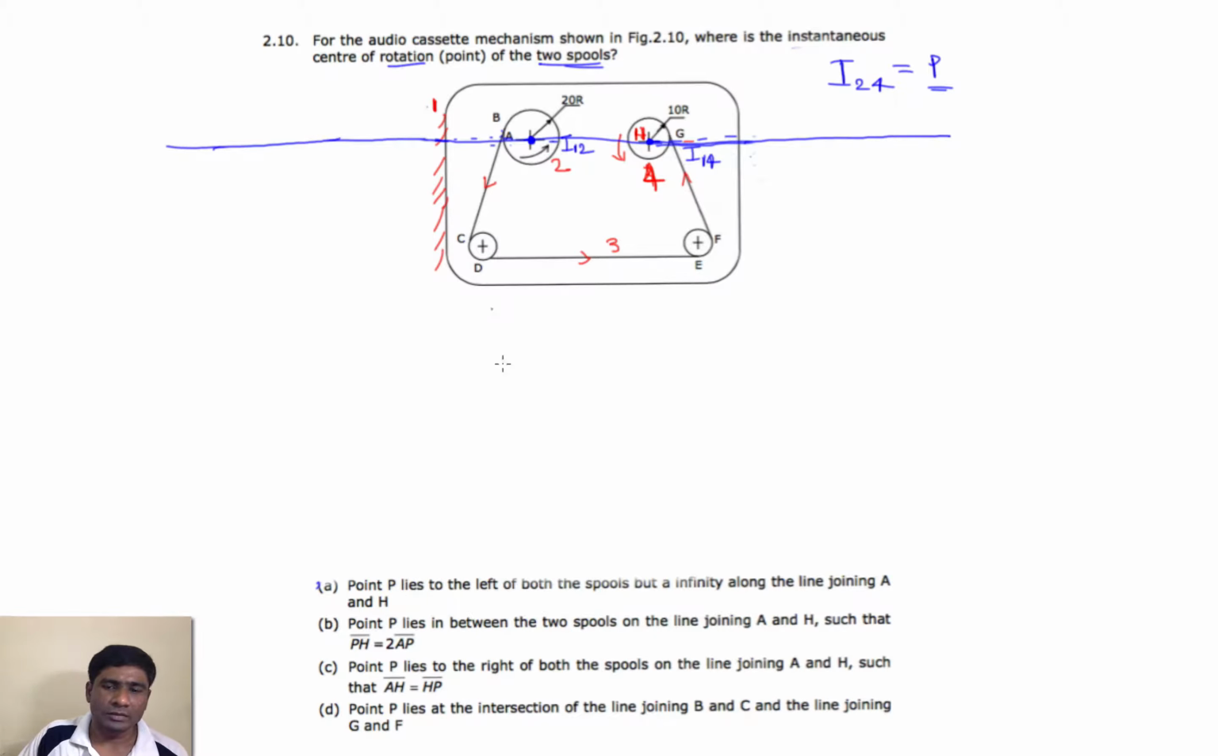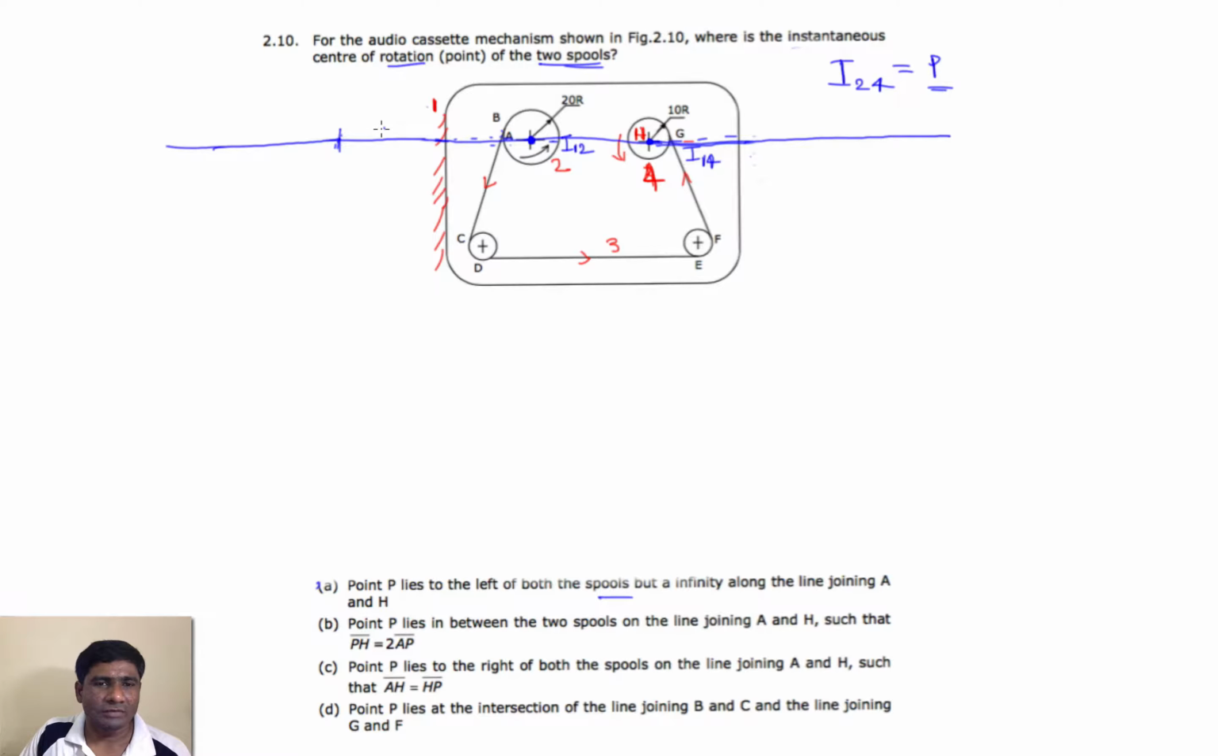If I consider that, it means somewhere here at infinity, but we already know that at the instantaneous center of spools 2 and 4, the absolute velocity of spool B should equal the absolute velocity of spool G. If you take it at infinity, it cannot be equal because they have definite angular velocities, so it cannot be at infinity. Instead it should be at a finite distance.